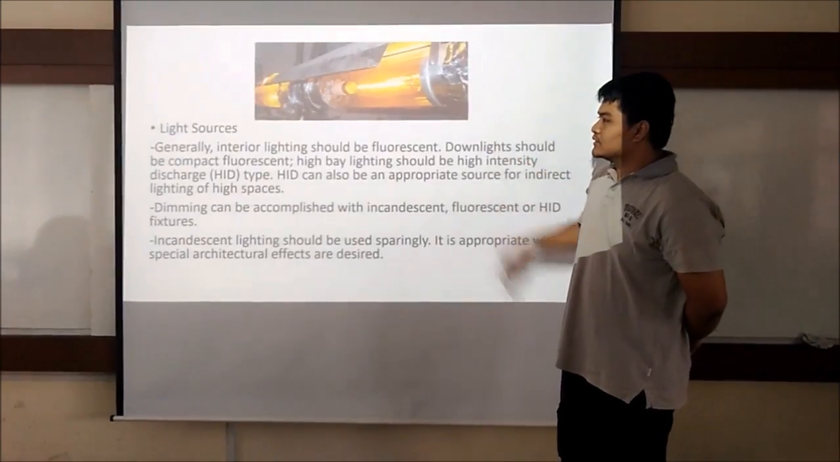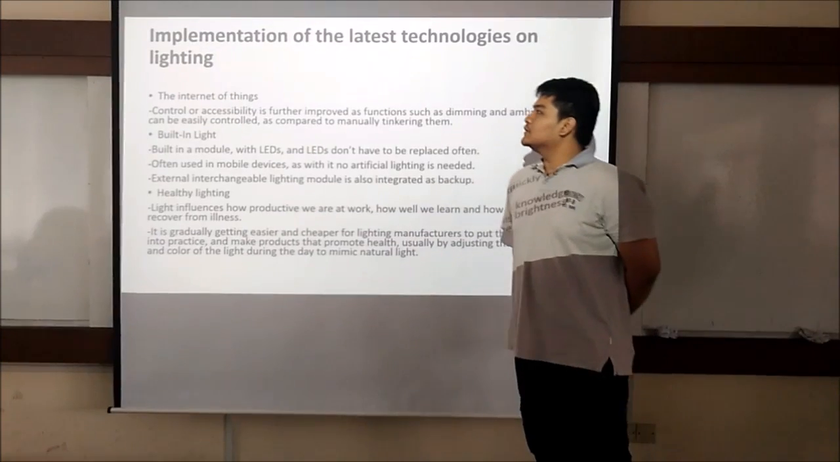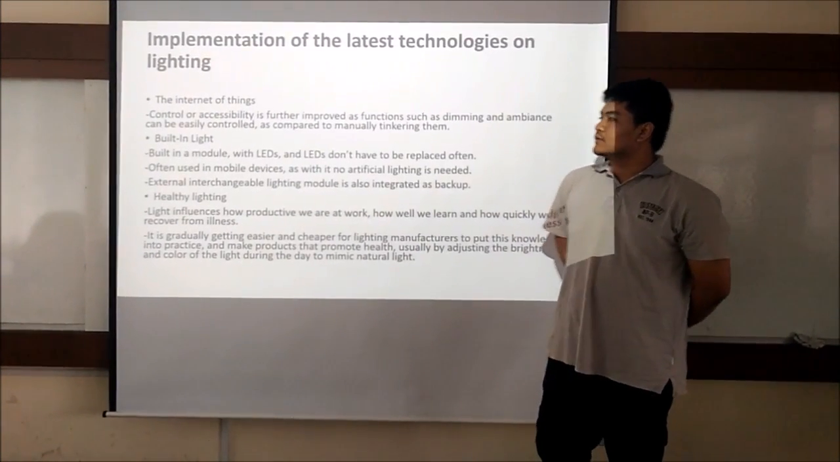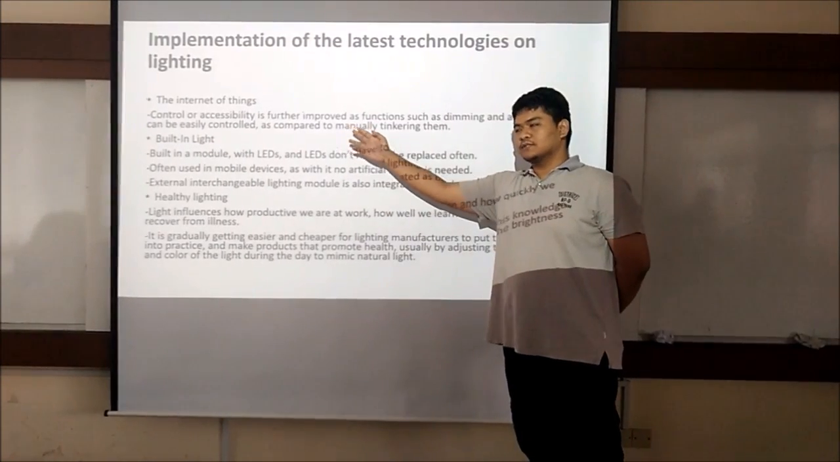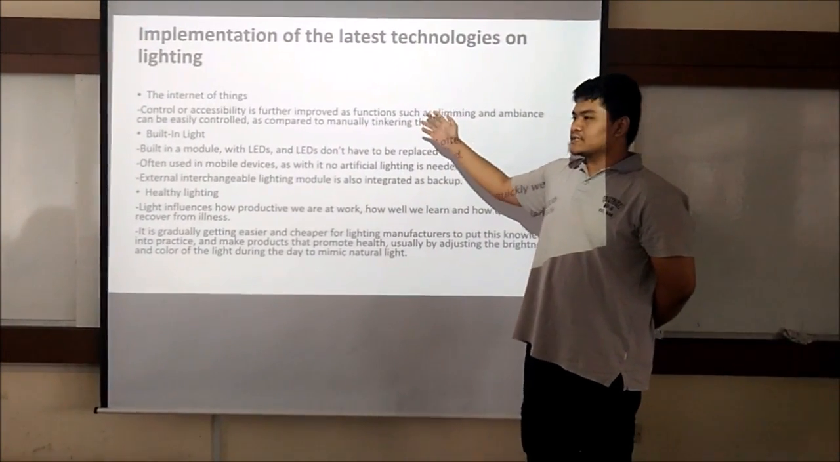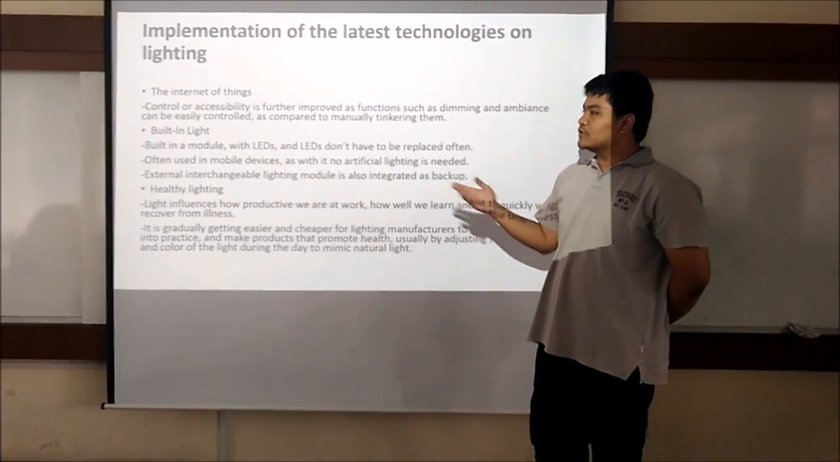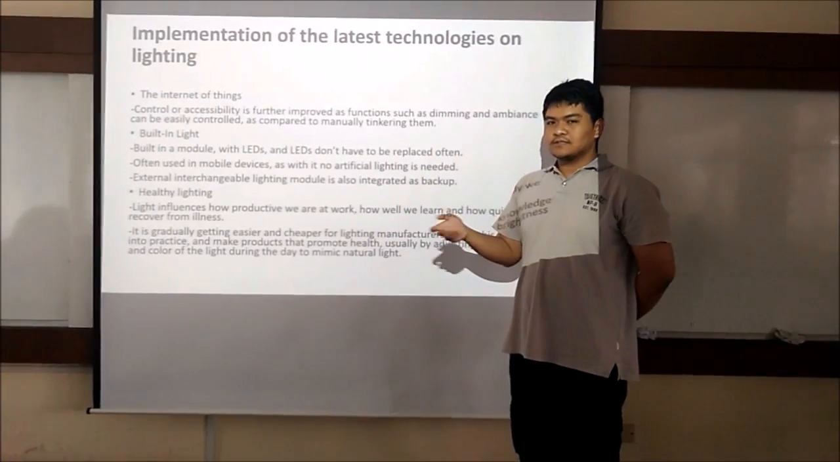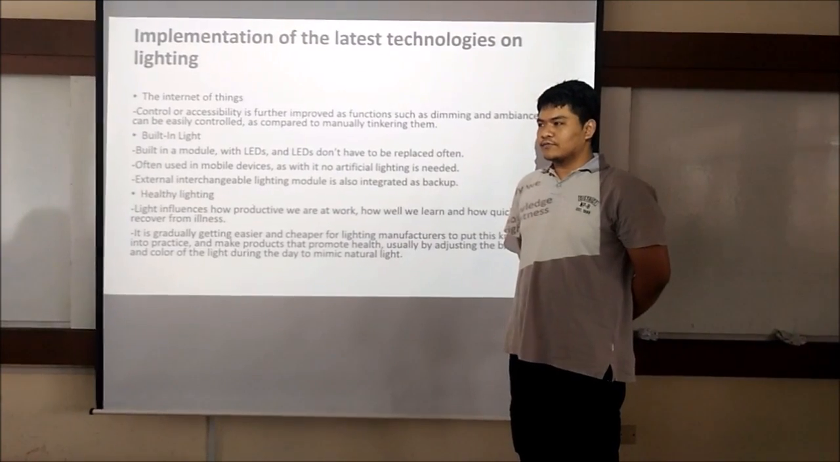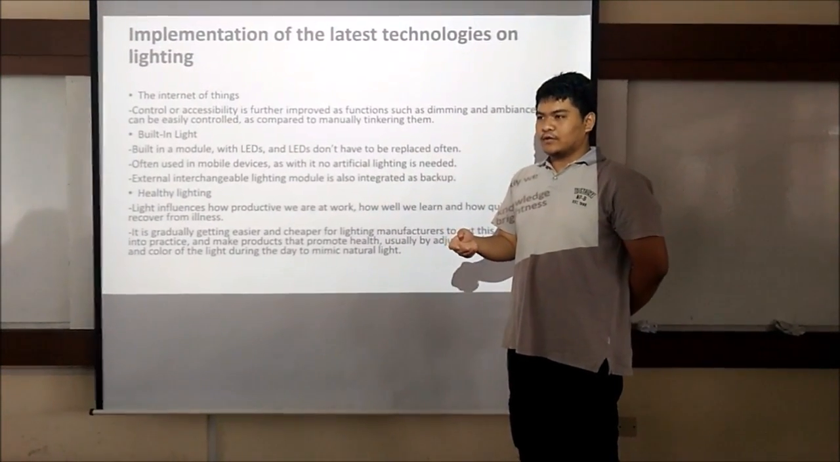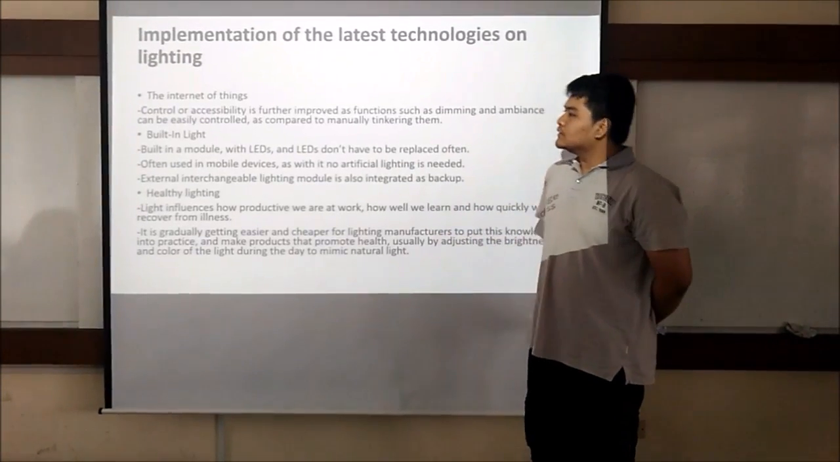Okay, next one. This is the implementation of the latest technologies on lighting. The Internet of Things is common now, because with our smartphones and devices like smartwatches, we can easily access any lighting with the smartphone or the app in the smartphone.